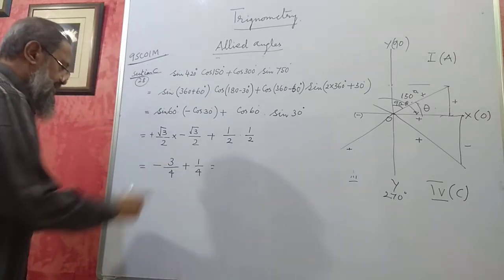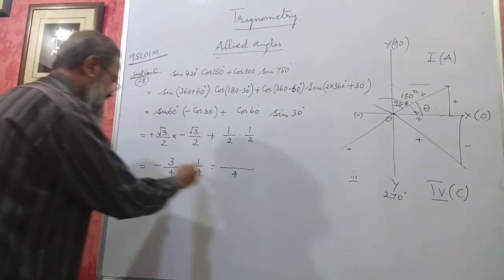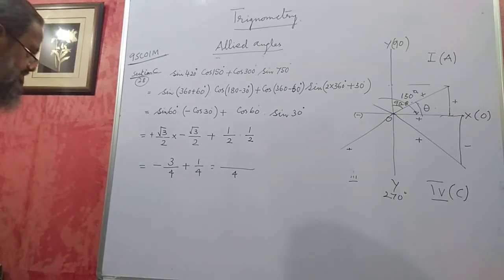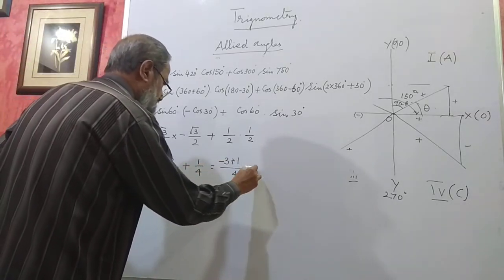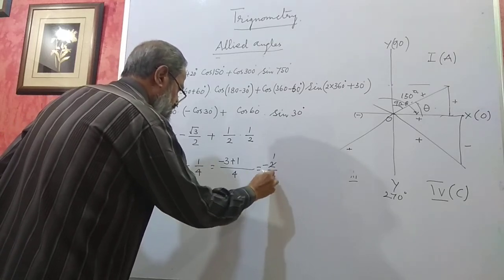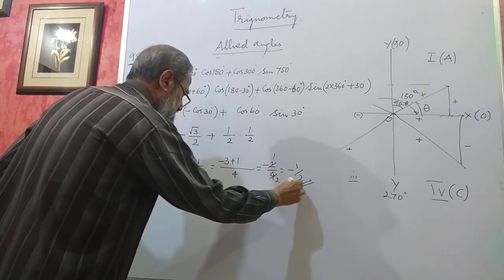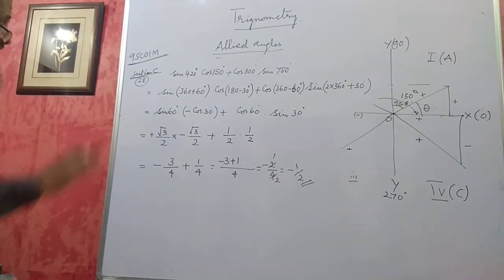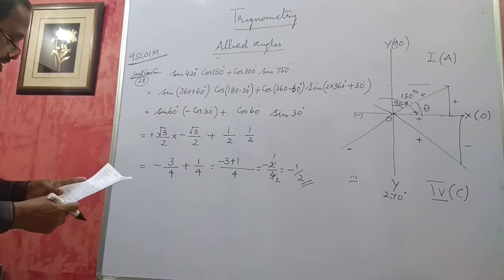Now this is addition and subtraction of two fractions, so we have to take LCM here. So 4 is the LCM, minus 3 plus 1, that is minus 2 divided by 4, or 2 ones are 2, 2 twos are 4, the answer is minus half. This is the answer, it carries 5 marks. So 5 plus 5, 10 plus 2, 12 marks.